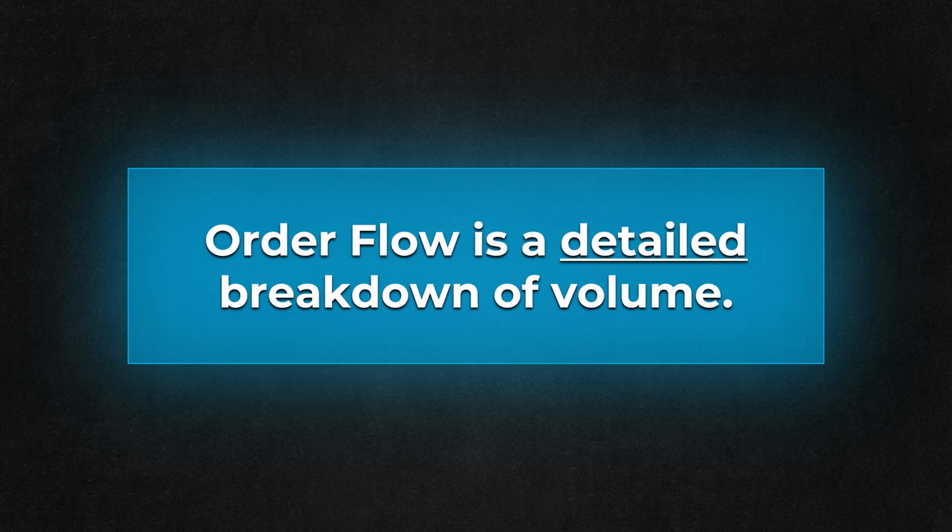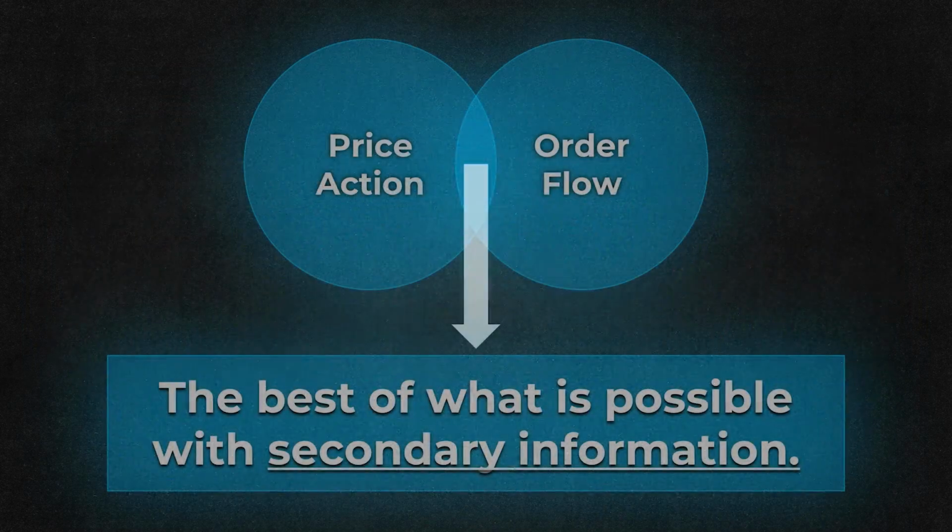Order flow enters the scene to make price action analysis more transparent, although volume is also secondary information and it is also incomplete. When it comes to the technical analysis of the two main forms of secondary information, this is the best that can be done.